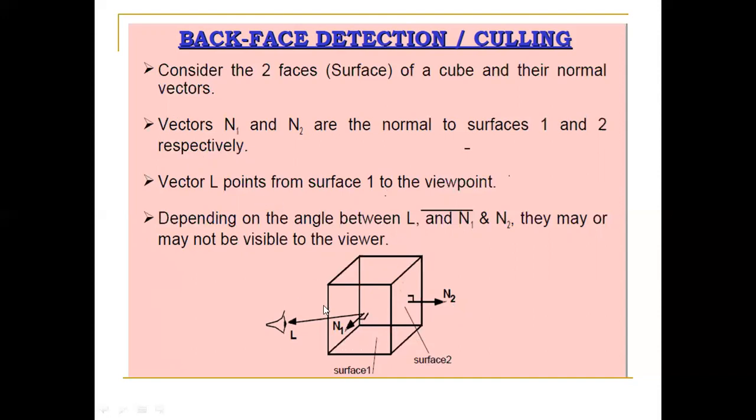Then I have a vector L which points from the surface to the viewpoint, right? So I have one more vector pointing from the normal N to the viewpoint. This is my camera position. Now, depending on the angle, there is an angle between L and N1 and N2, right?